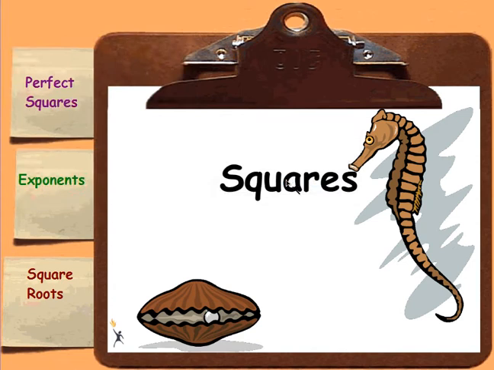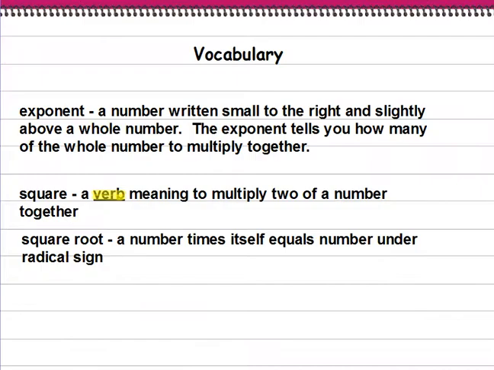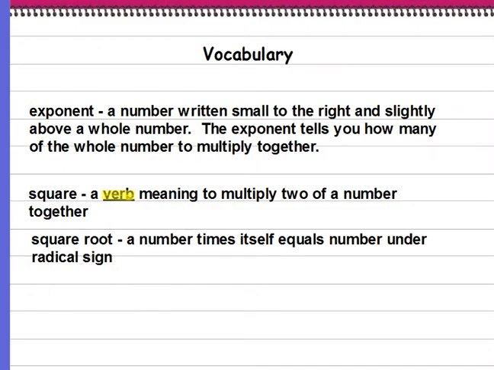Okay, right now we're going to talk about squares and square roots along with exponents. So the first thing here is an exponent. I want to discuss that. An exponent is going to be a number written small to the right and slightly above a whole number. You've all seen an exponent before. It looks something like this.